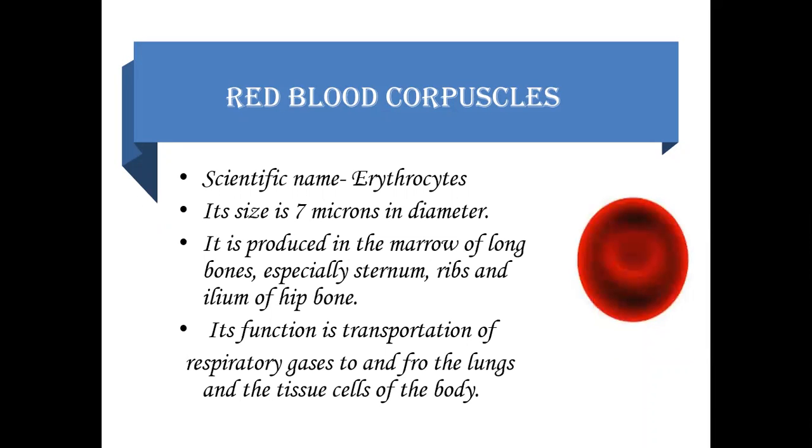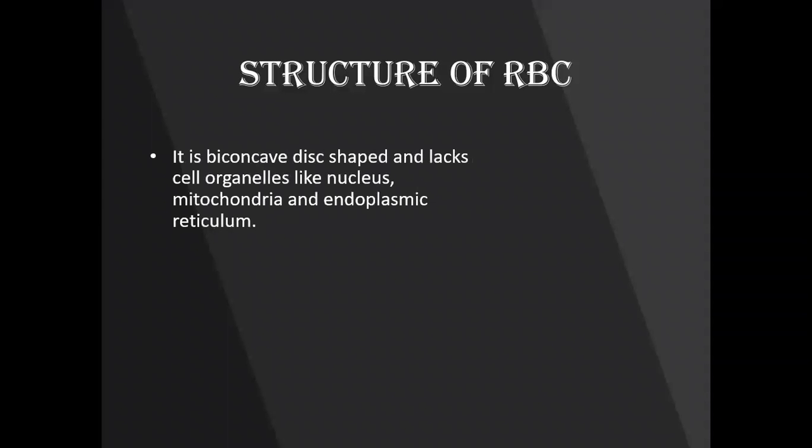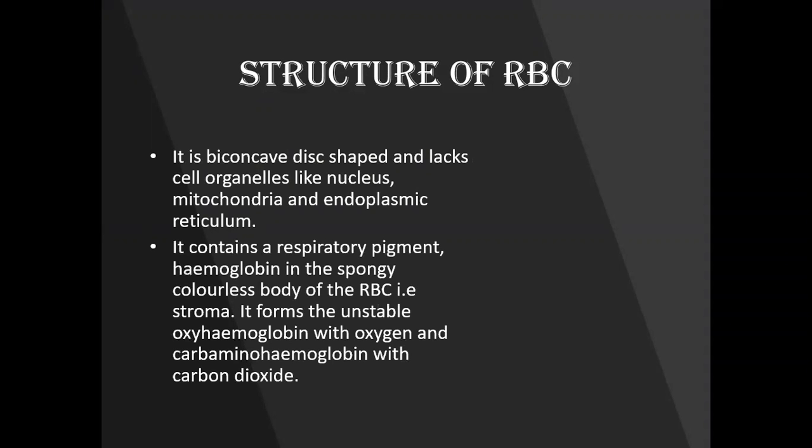So here's a picture of one RBC. Coming to the structure of RBC, it is biconcave disc shaped. Very important keywords: biconcave disc shaped, and lacks cell organelles like nucleus, mitochondria, and endoplasmic reticulum. It contains a respiratory pigment hemoglobin. Without this pigment, RBCs cannot perform its function.